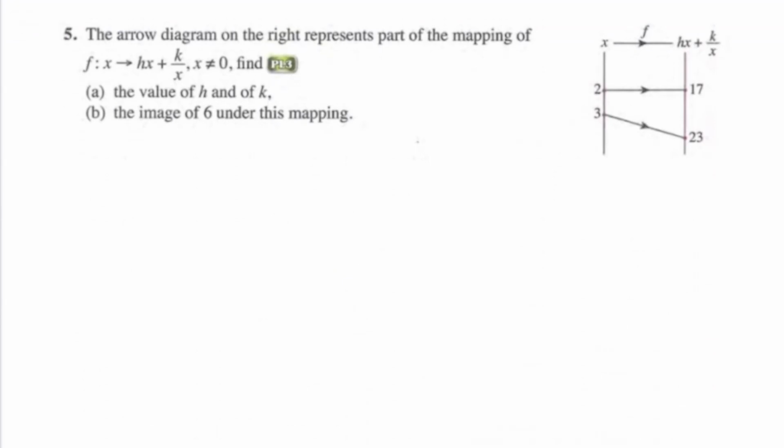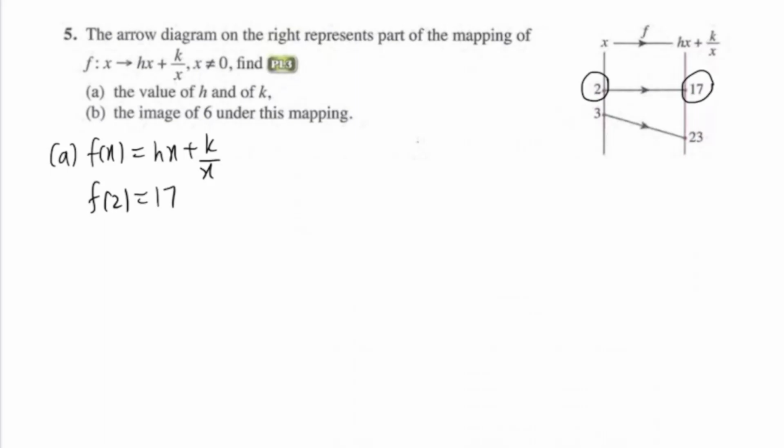The arrow diagram on the right represents part of the mapping of f(x) equals hx plus k over x. So find the value of h and k. Okay, first we can say that f(x) equals hx plus k over x. Now look at your object 2 is mapped onto image 17. So we say f(2) equals 17.